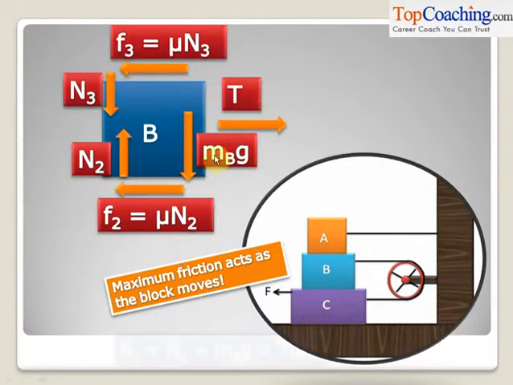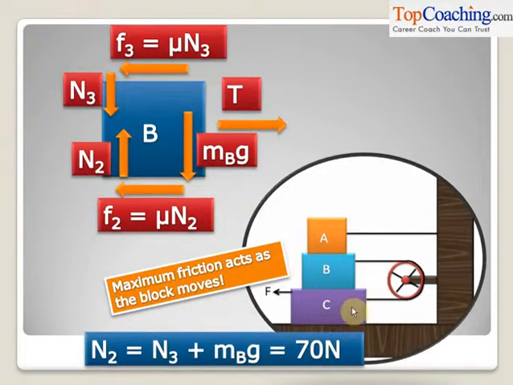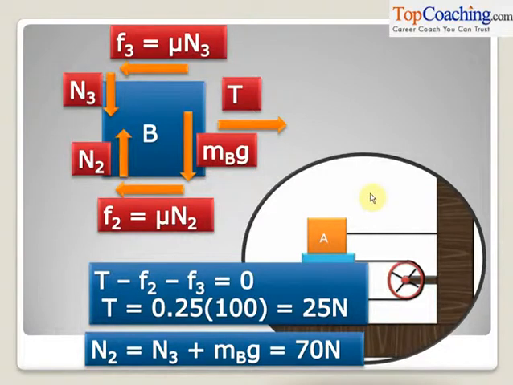When we balance these forces, we get N2 equal to N3 plus MBG in the vertical direction. We already know the value of MBG because the mass of block B is given. We just found out that N3 was 30 Newton. So N2 comes out to be 70 Newton. Understood? We can also write down the forces in the horizontal direction. Since block B has 0 acceleration, net force on it is 0. So T minus F2 minus F3 is 0. The value of F2 is mu N3.